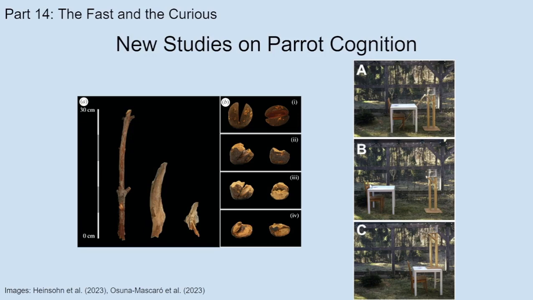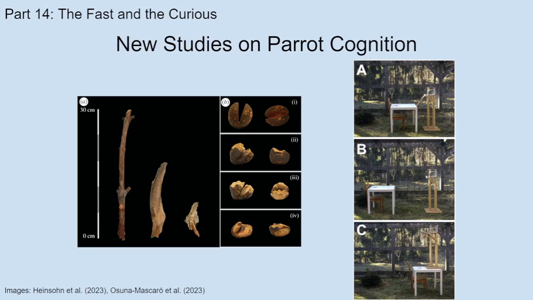In the setup in B, the parrot had to pick up the tools from the table and then fly to the puzzle box. And then in C, they had to pick up the tools once again, but this time they had to fly, and not just fly in a horizontal line, but fly vertically upward into the puzzle box. So this last one, they had to put more effort compared to the other two to get the tools up there, essentially.